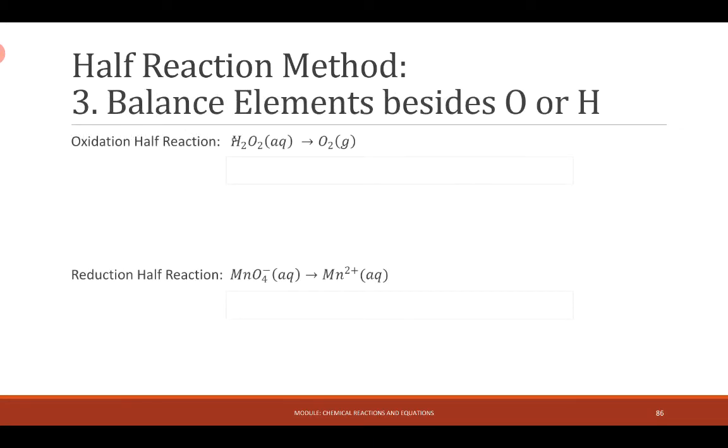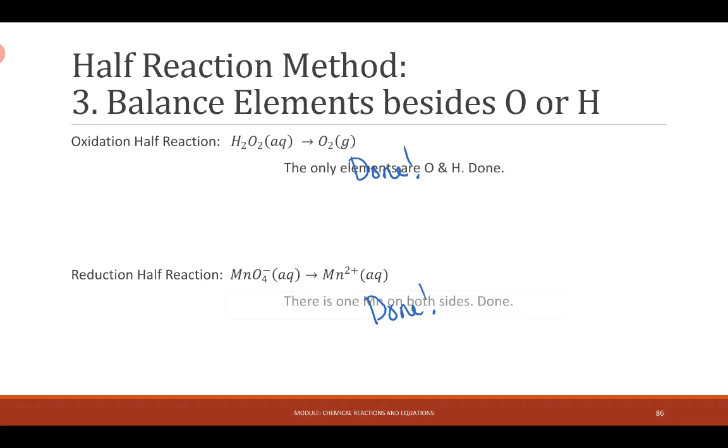The next step for balancing these redox reactions is to balance all of the elements that are not oxygen and not hydrogen. For our oxidation half reaction, we only have hydrogen and oxygen, and so we are done with this step. Here, the only element that's not oxygen or hydrogen is manganese. I have 1 manganese here, 1 manganese here, and so I'm done with this step.